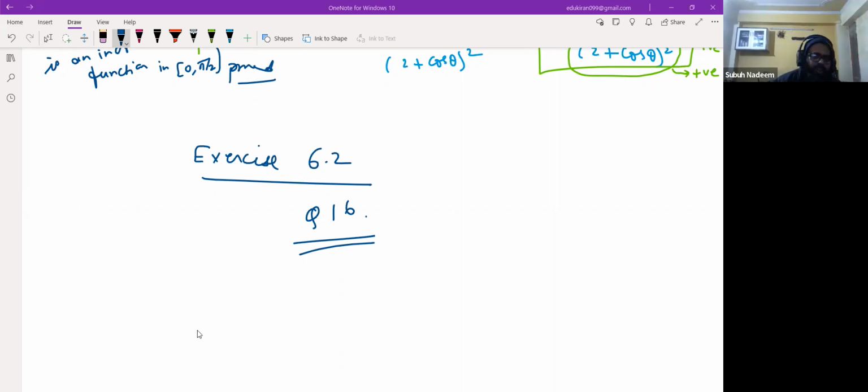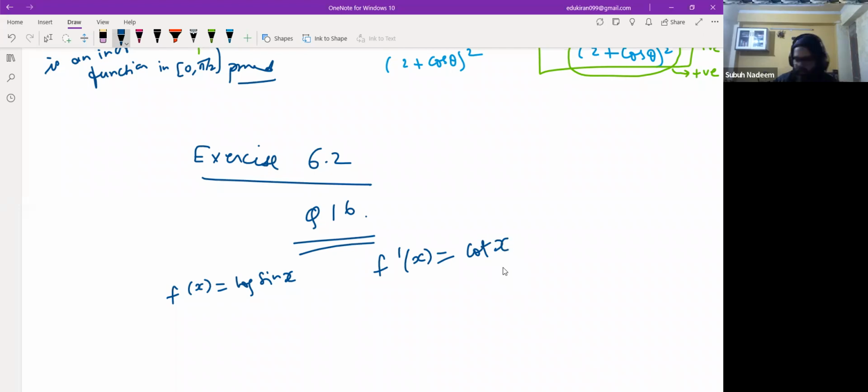Have you differentiated log of sin x? Yes, it will be cos x by sin x. Okay, so f dash x will be cos x by sin x. Can we say it is cot x? Yes, sir. Now it is saying that it is strictly increasing on 0 comma pi by 2. So cot x is positive in 0 comma pi by 2. We know that. First quadrant, all trigonometric functions are positive. So cot x is also positive.